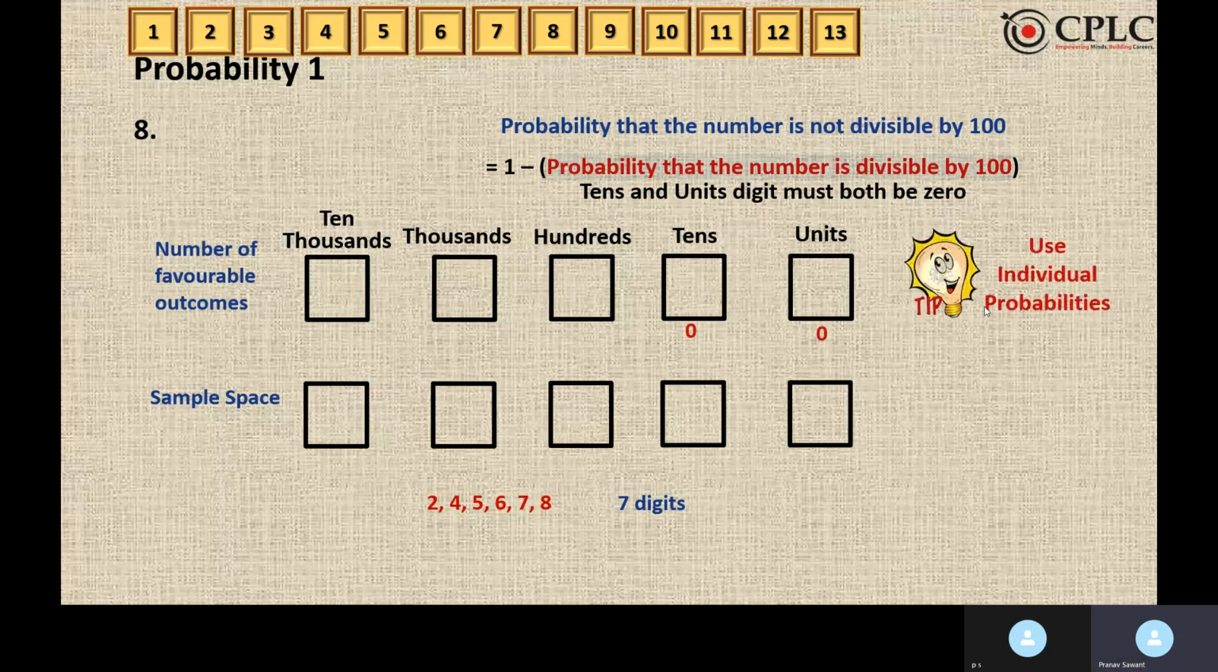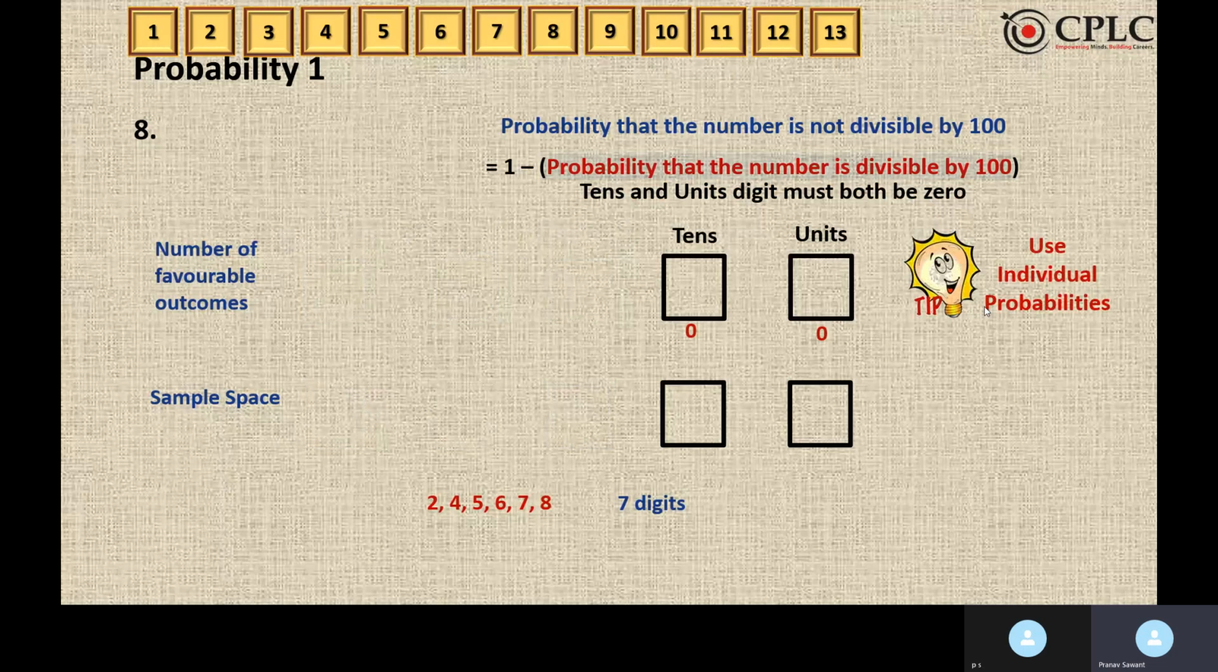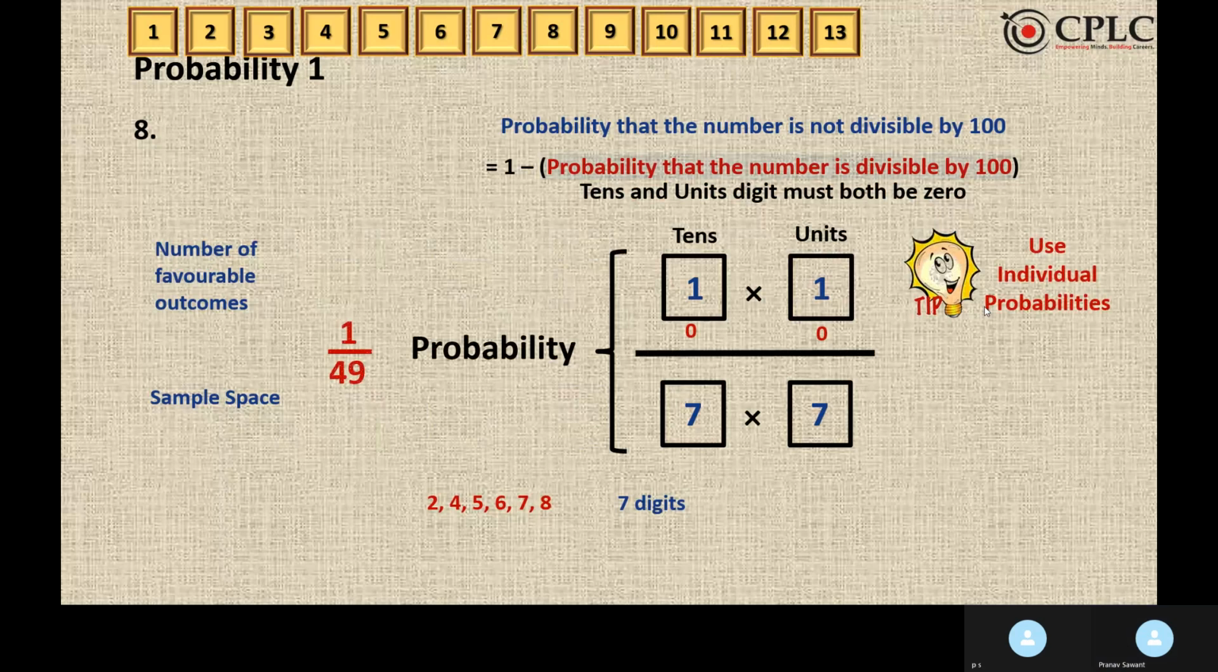So let's use individual probability. Only one digit can come at the tens place and one digit at the units place, out of seven digits. So 1 by 7 into 1 by 7, that's 1 by 49, but it's 1 minus 1 by 49, which is 48 by 49. So 48 by 49 is the answer.